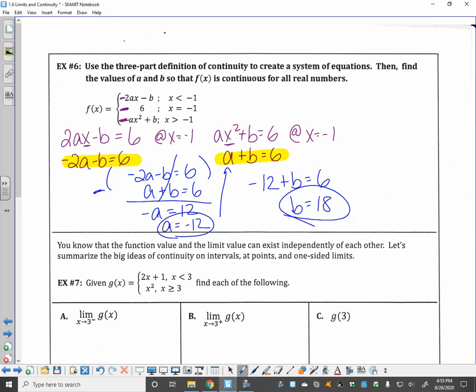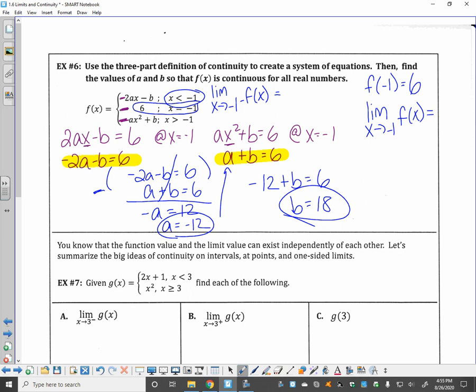So here's my 3-part definition. The 3-part is, first of all, find f of -1. Well, f of -1 is a 6. All right, and then I have to find the limit. The limit as x approaches -1 of f of x. Okay, so I have to find from the left and find from the right. The limit as x approaches -1 from the left. That's going to be this guy.